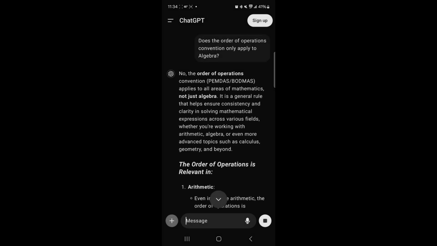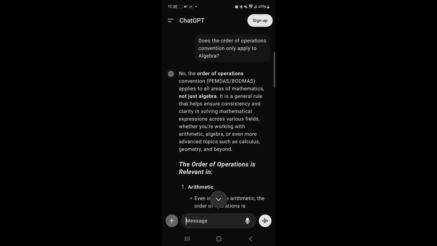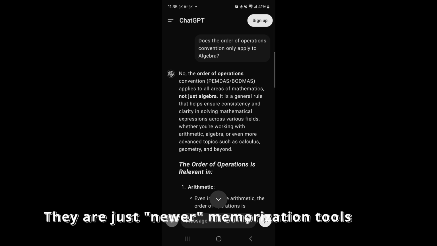All right, we're just going to use the free version here again. Does the order of operations convention apply only to algebra? It says no, the order of operations convention. Also, we know that through PEMDAS and BODMAS, but a lot of people will come back to me and say, well, I was never taught PEMDAS, I was never taught BODMAS. Keep in mind, those are just acronyms. That's not the order of operations. The order of operations was taught centuries before we had PEMDAS or BODMAS. Those are just acronyms. They're memorization tools. They're actually lousy memorization tools, in my opinion.